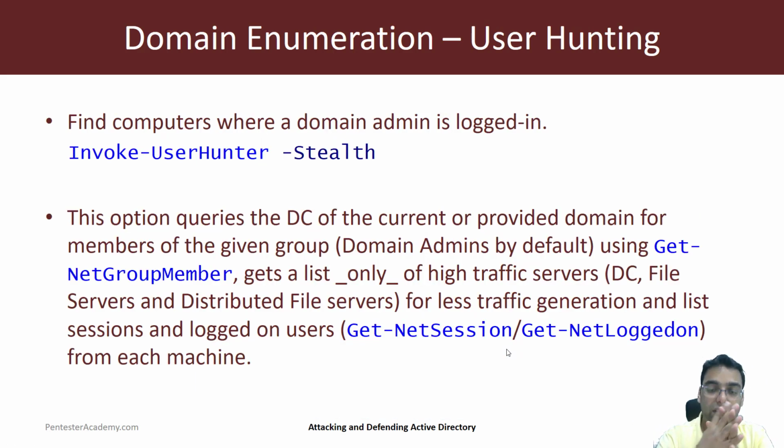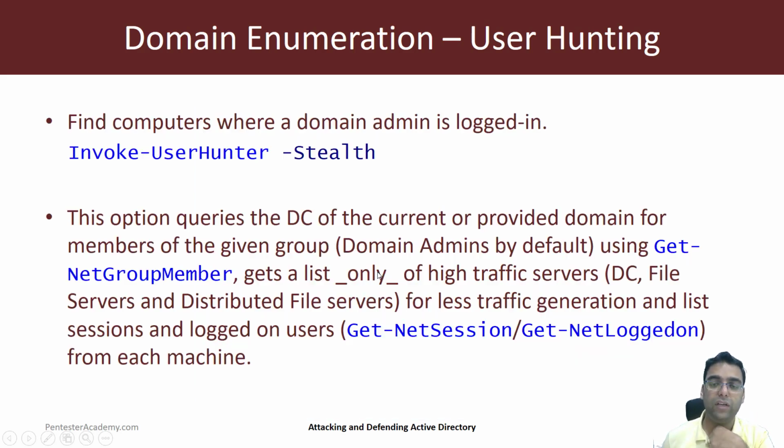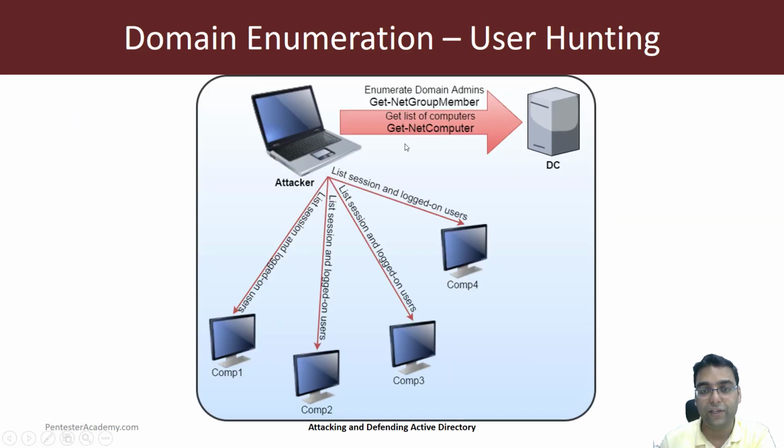Now there is another option with this function, which is -Stealth. What stealth does is, in place of going to all the computers, it goes only for high value targets like domain controllers or distributed file servers, so that less traffic is generated. Keep in mind that with Find-LocalAdminAccess we are going to each and every machine in the domain, so we will generate a traffic anomaly if there are a large number of machines and someone is looking at the traffic.